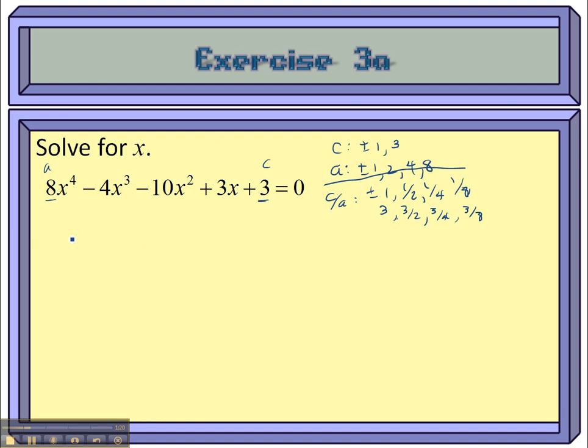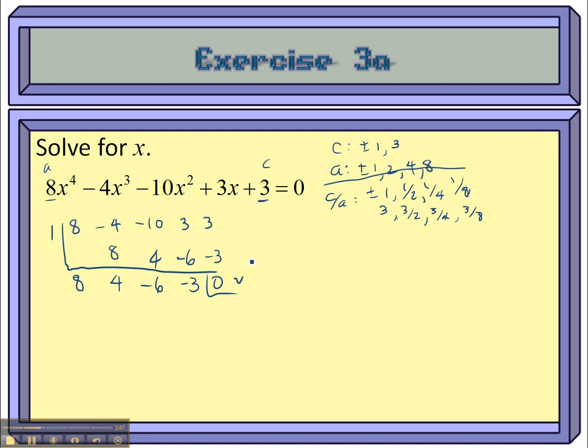Let's go ahead and test out, say, 1. Draw your little box. Coefficients 8, negative 4, negative 10, 3, and 3. Bring down your 8. 8 times 1 is 8. Add negative 4. Multiply times 1, get negative 6. Multiply times 1, negative 6. Add them up, get negative 3. Multiply again. Remainder of 0, so that one worked.